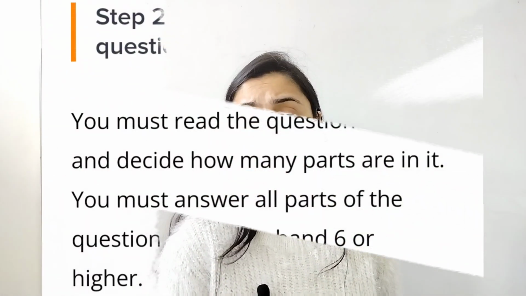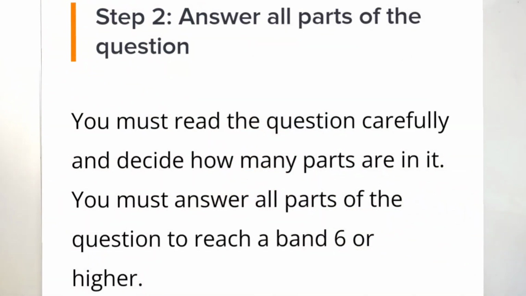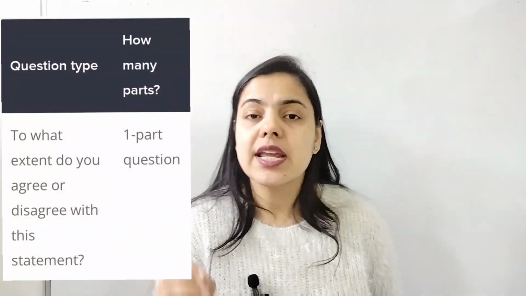For example, if the question type is discuss both views and give your own opinion, in this type of essay you have to discuss both views. You have to give intro, BP1 first view, BP2 second view, and BP3 your opinion, and the last BP will be your conclusion. So this is how you have to answer each and every part of the question, and this will only happen if you understand and analyze the question before you start writing your IELTS essay.